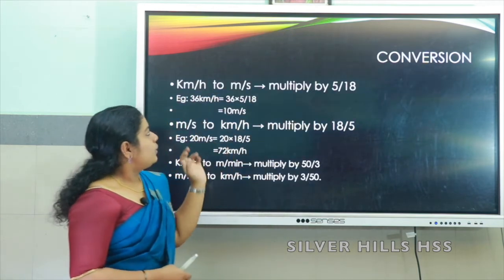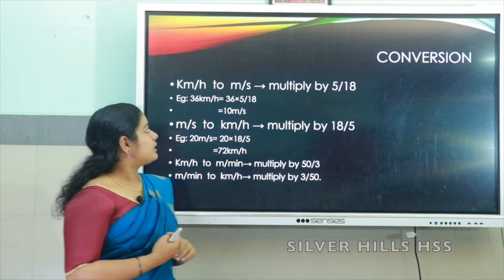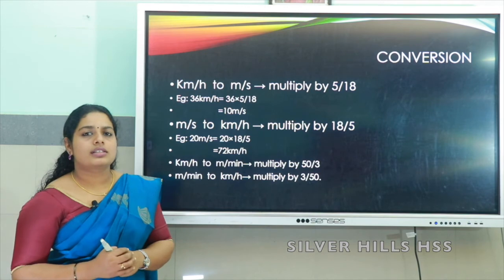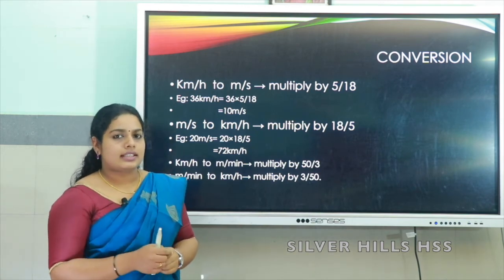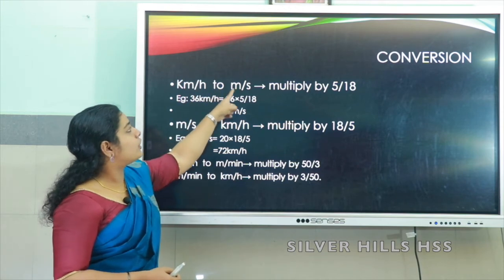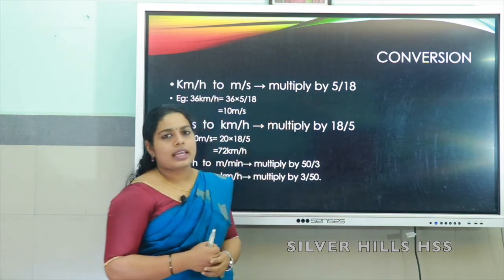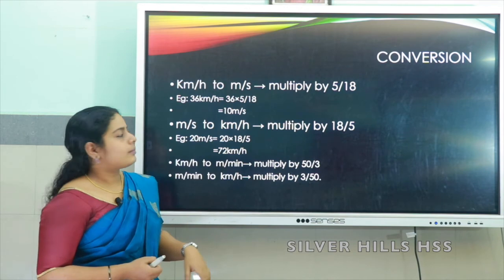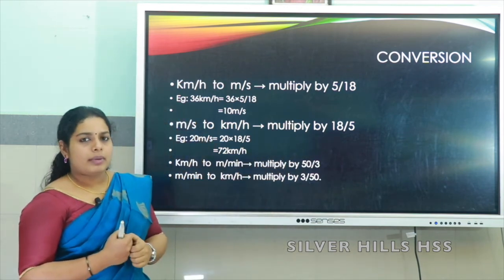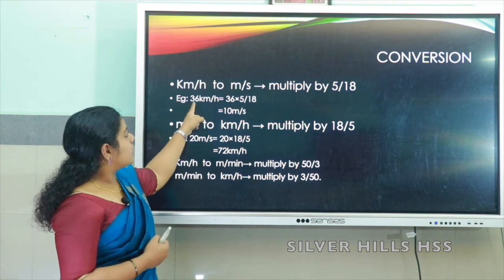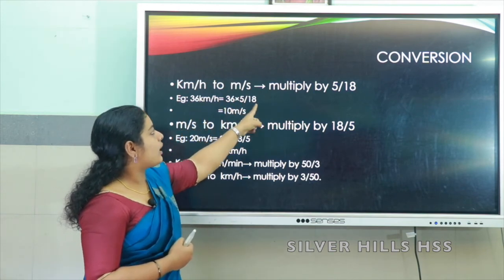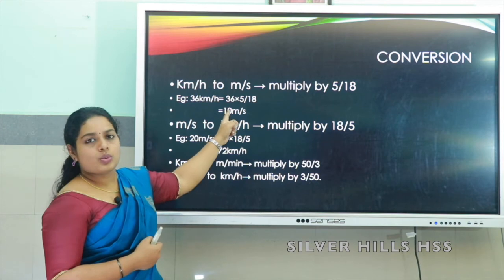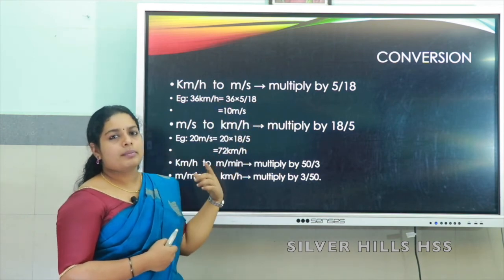Now we have the conversion. Sometimes the question may come like this: the speed of a vehicle is 5 km per hour, what is the speed of the vehicle in meter per second? If you want to convert kilometer per hour to meter per second, we have to multiply by 5 by 18. And if you want to convert meter per second to kilometer per hour, we have to multiply by 18 by 5. For example, 36 km per hour means 36 into 5 by 18, that is 10 meter per second. So 36 km per hour is the same as 10 meter per second.